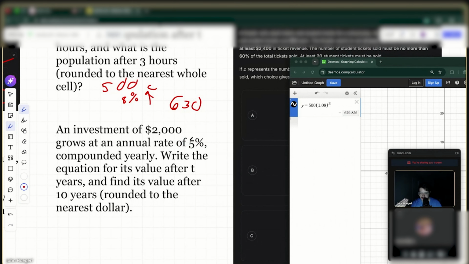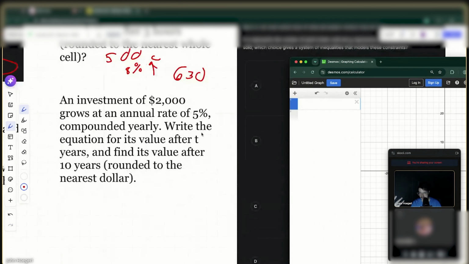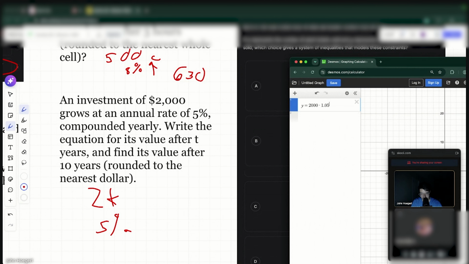Another example: an investment of $2,000 grows at an annual rate of 5%, compounded yearly. Write the equation for it, and then find the value after 10 years. So pretty much the same thing here. We're finding the final value and the equation, and the information here is it starts at 2K, and then it's growing at 5%. What I would do there is times 1.05, and that would go to the x.